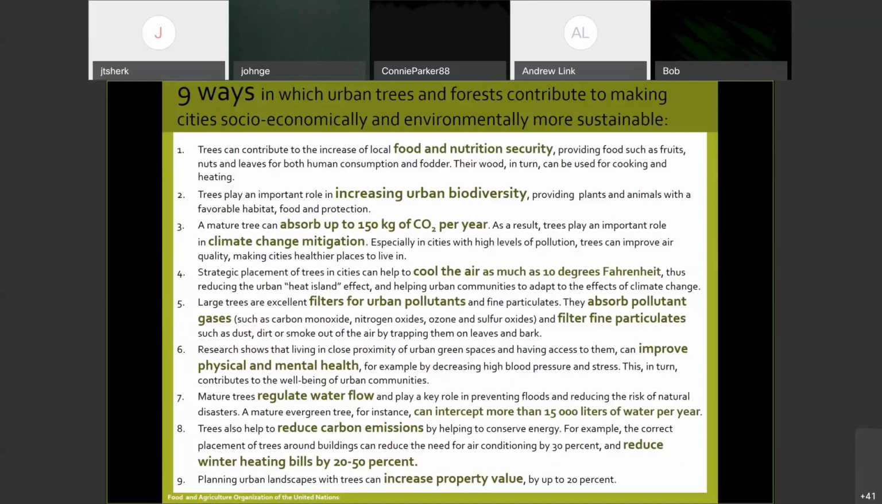They regulate water flow. For instance, a tree can intercept up to 15,000 liters of water per year. They reduce carbon emissions and also reduce winter heating bills by 20 to 50% if placed in the right place. They can also increase property values.